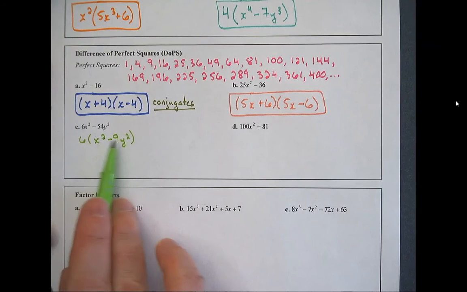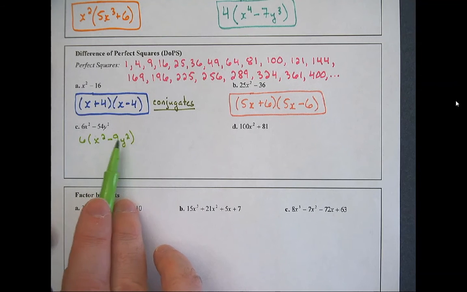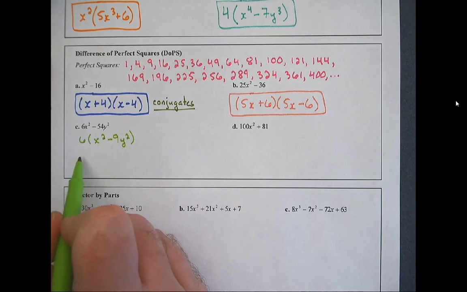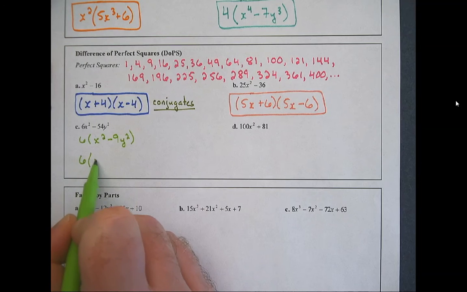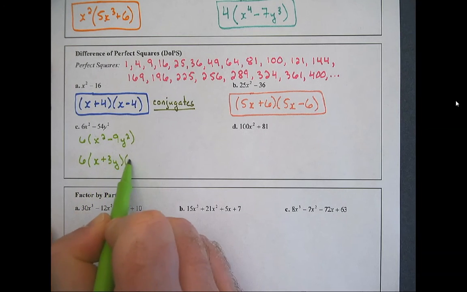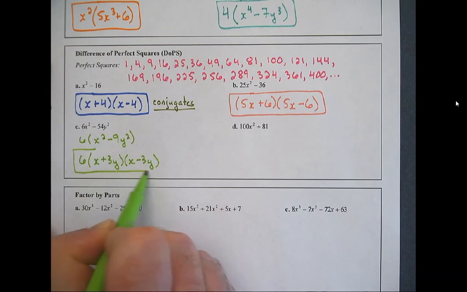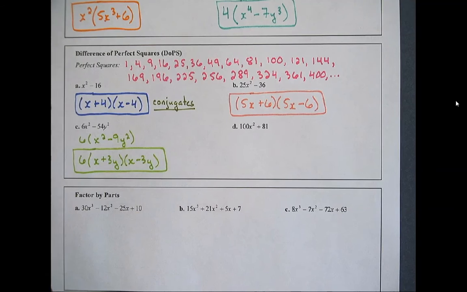Now all of a sudden we do have DOPS. We have a difference. This is a perfect square. 9 is a perfect square, and y squared is a perfect square. That 6 still needs to come out front, but then from there I can do DOPS to factor that next part.